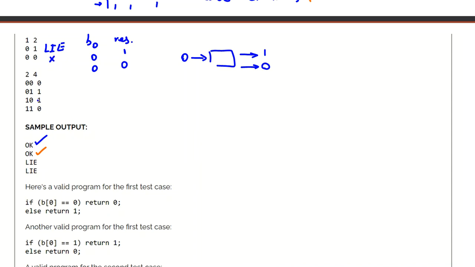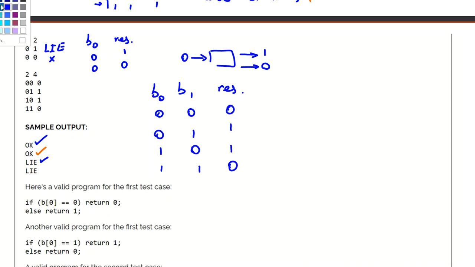Now, for this one, we can say what? Maybe check this one. For this one, you say, okay, B0, B1: 0 0, 0 1, 1 0, 1 1. And let's see the result is what? It is 0, 1, 1, 0. Okay, let's check.